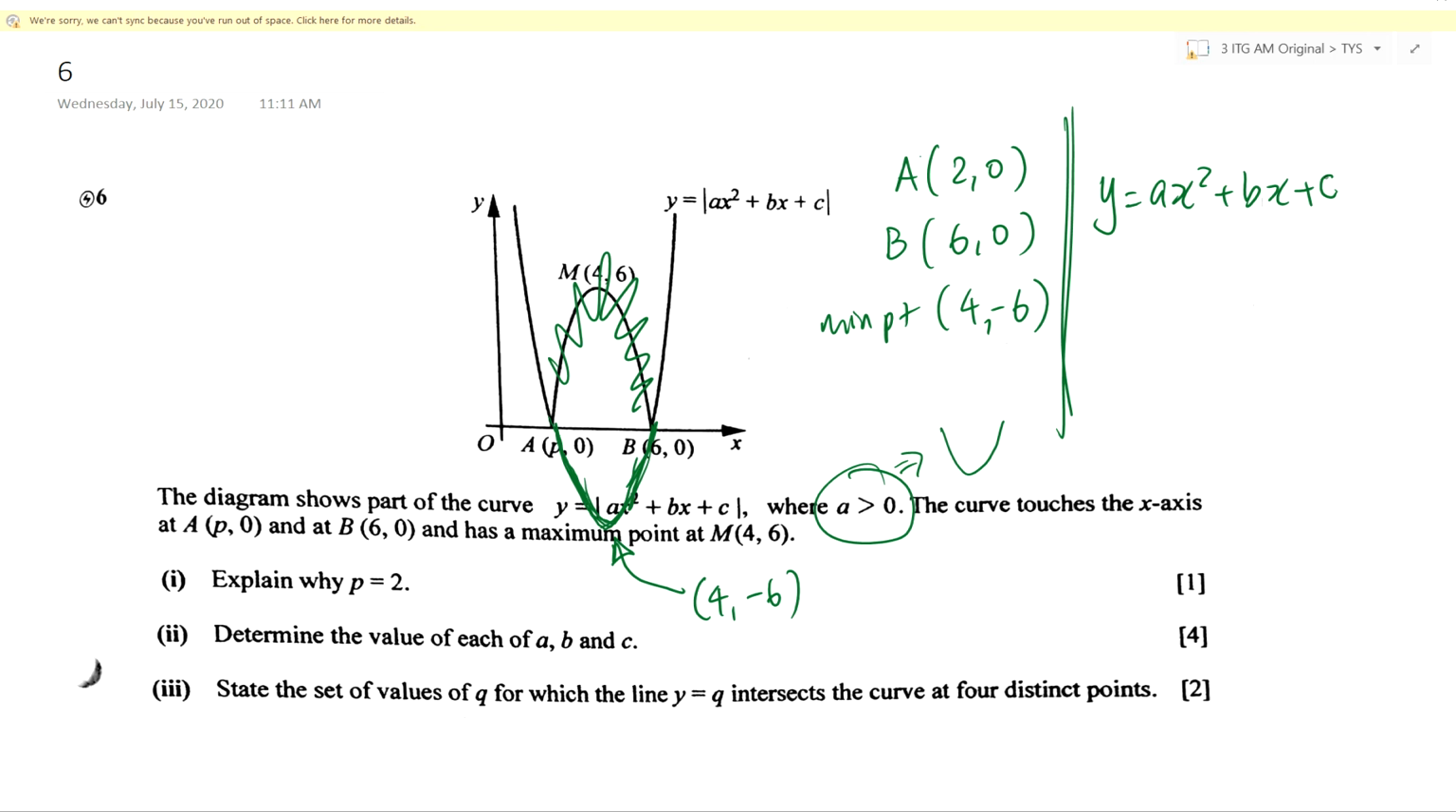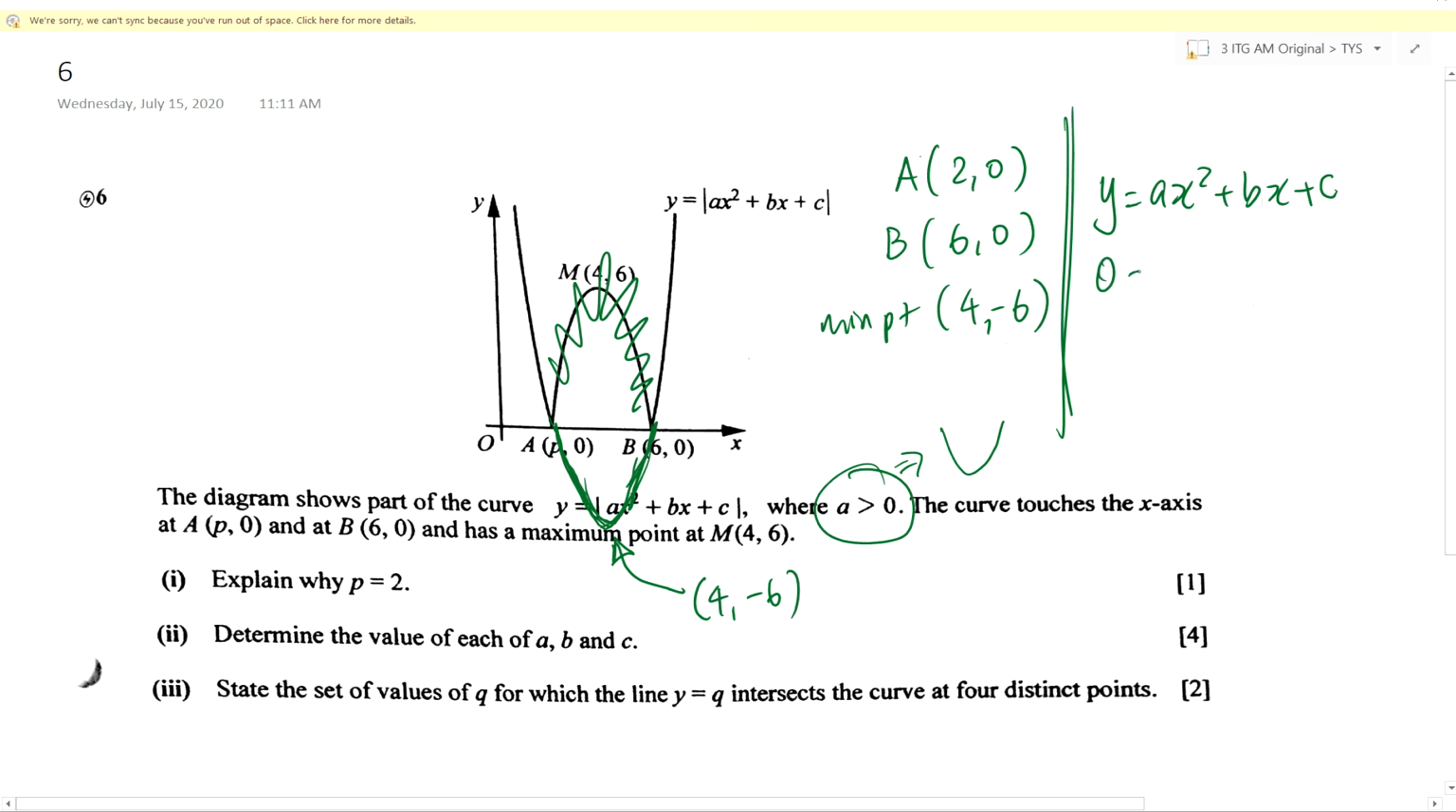Okay, so I'm reversing it. Remove the reflected region, get the original parabola without modulus. And this is the equation without the modulus. 3 equations, 3 unknowns. Right, we see A, B, and C are the 3 unknowns. I can form 3 equations.